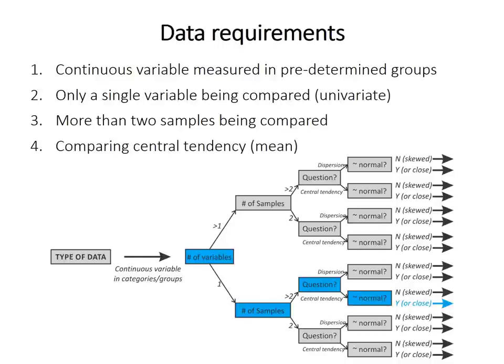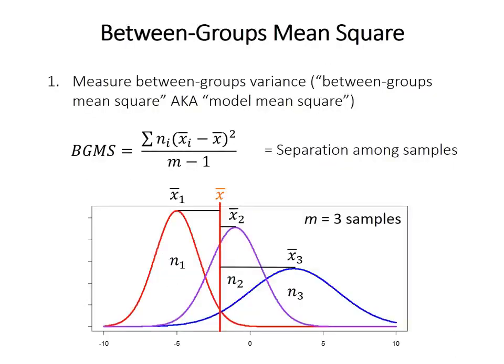The test compares central tendency, specifically the mean, when the data are normally distributed. So it's called a parametric test because of that assumption and requirement of a normal distribution. So what does the test do? Well, first it calculates something called the between group mean square, sometimes called the model mean square.